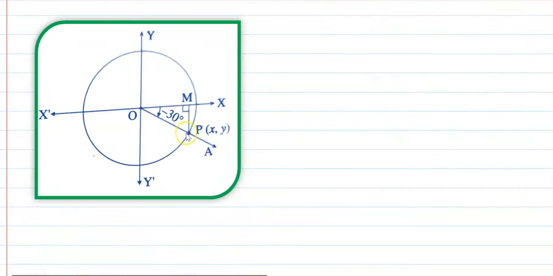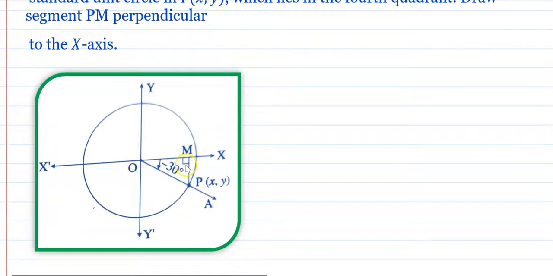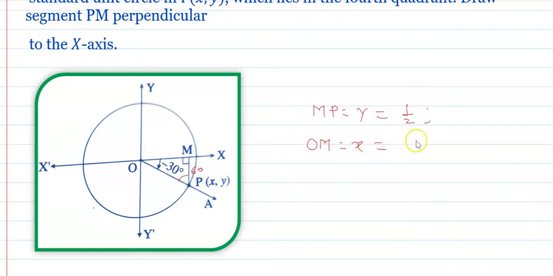Draw PM perpendicular to the x-axis. PM is perpendicular. The measure of this angle is minus 30 degree and this is 60 degree. Again by the 30-60-90 theorem, the side opposite to angle 30 degree is half of the hypotenuse. This is MP. MP is equal to Y, and that is equal to 1 upon 2. What about OM? This distance OM is equal to X, which is root 3 by 2 times the hypotenuse, that is root 3 upon 2.